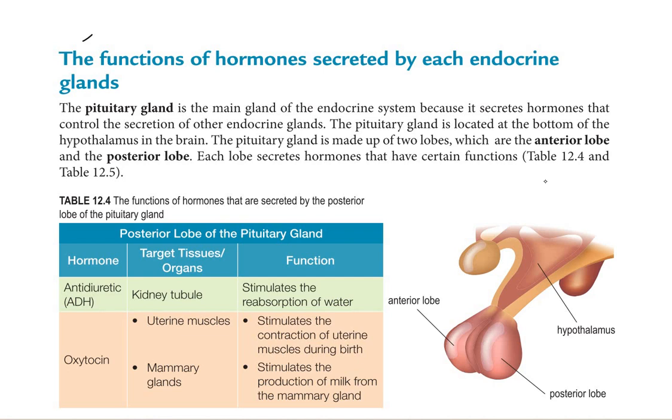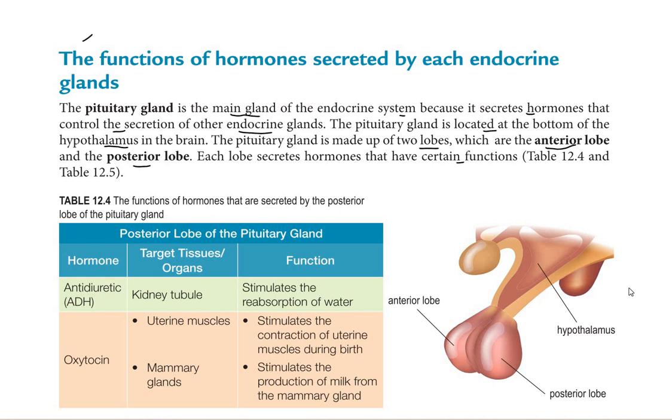Types of hormones secreted by each endocrine gland. The pituitary gland is the main gland of the endocrine system because it secretes hormones that control the secretion of other endocrine glands. The pituitary gland is located at the bottom of the hypothalamus in the brain. The pituitary gland is made up of two lobes, which are the anterior lobe and the posterior lobe. Each lobe secretes hormones that have certain functions.